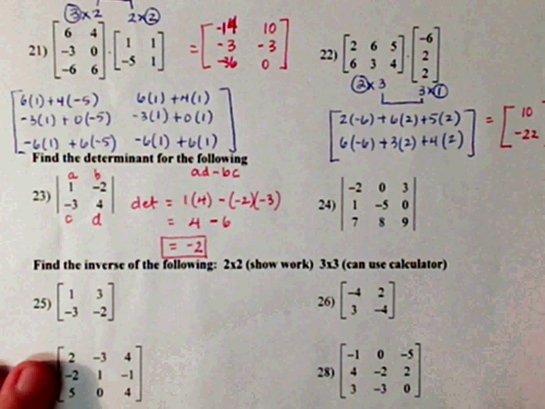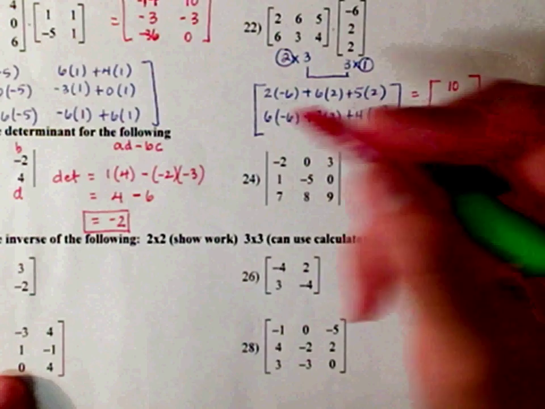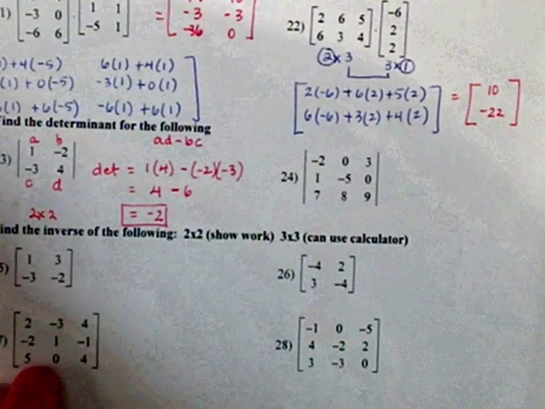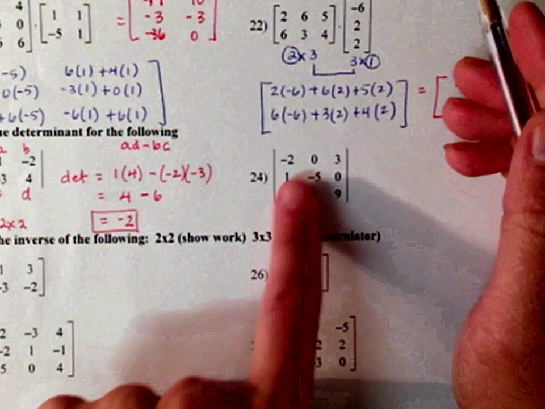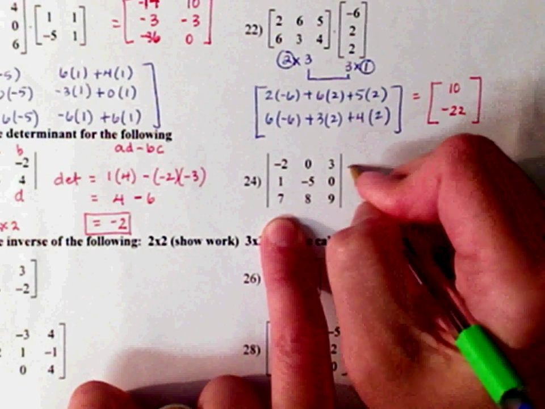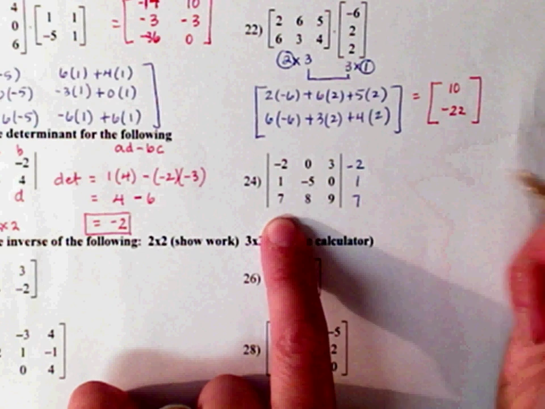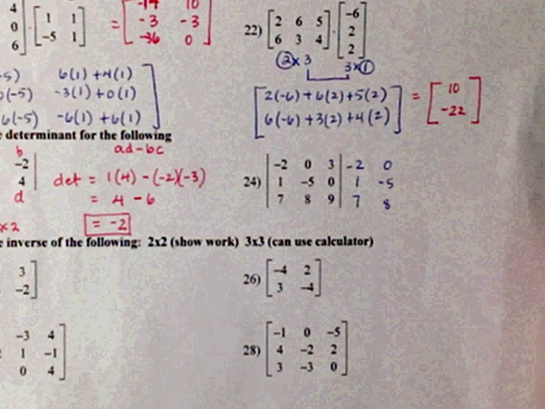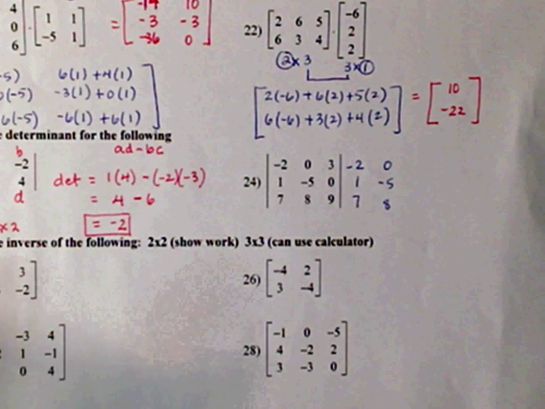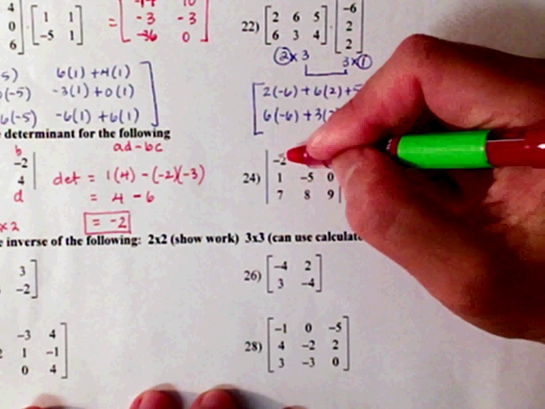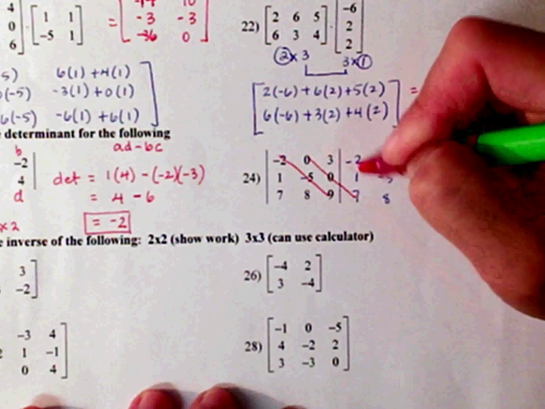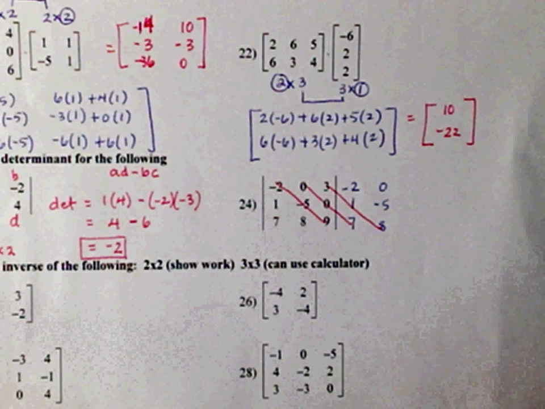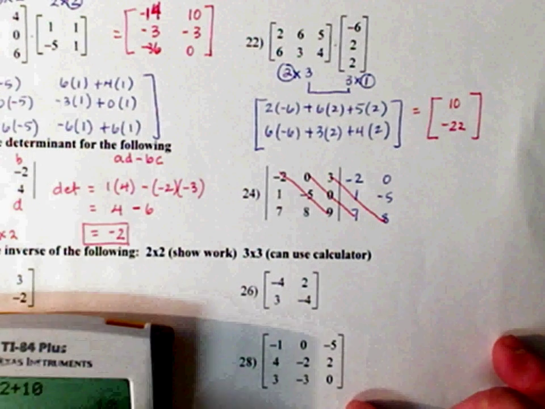For number 24, and I do this when it's a 2 by 2. If it's a 3 by 3, that's different. First column, rewrite. Okay? Second column, rewrite. Just like so. Now, you're going to multiply all these guys straight down. Okay? So I'm just going to type it into my calculator, but I'll show you the math.